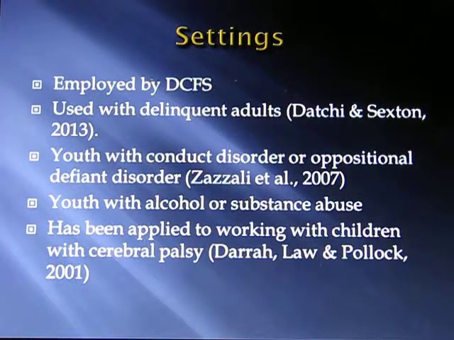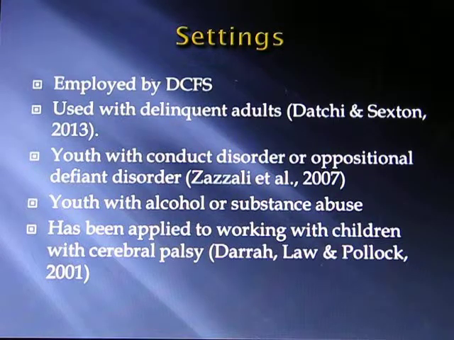Okay, so Brina already talked a little bit about some settings that this therapy can take place in, but these are just some of the populations it's been used with. As she mentioned, it's often used with youth that are ages 11 to 18 who have conduct disorder or oppositional defiant disorder. They also can have alcohol or substance abuse problems, but I also found some research that showed using functional family therapy with delinquent adults and also with children who have cerebral palsy and with their families. So it's been applied to some other areas as well, and I'm going to go into more detail about that. And then it's also employed by DCFS to use with children and families.